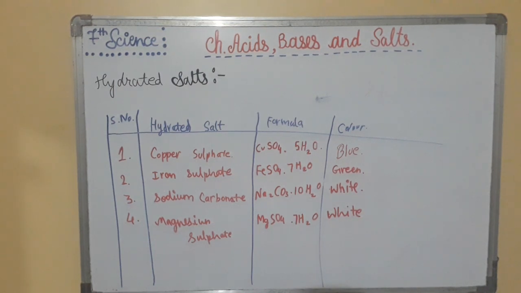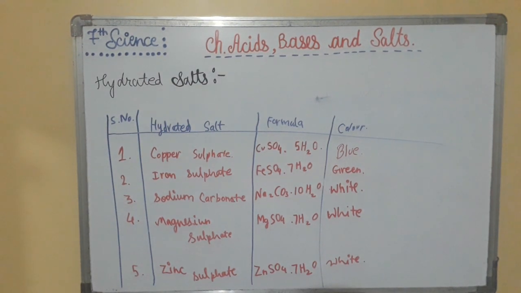And the fifth and the last one is zinc sulfate. Formula is ZnSO4.7H2O, again the color is white.